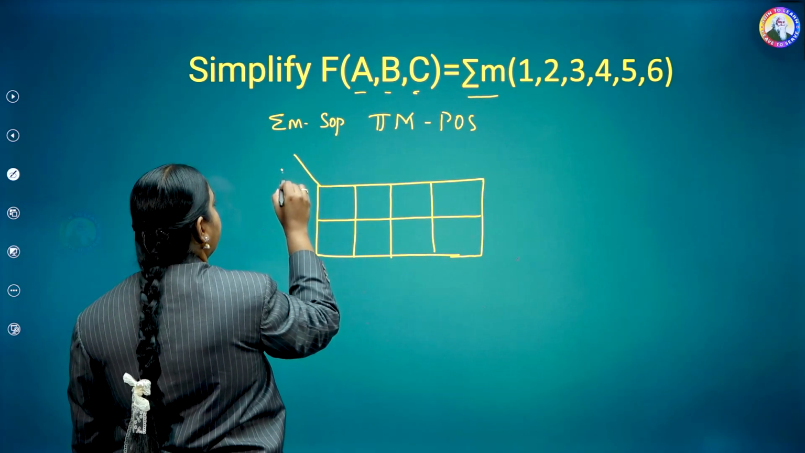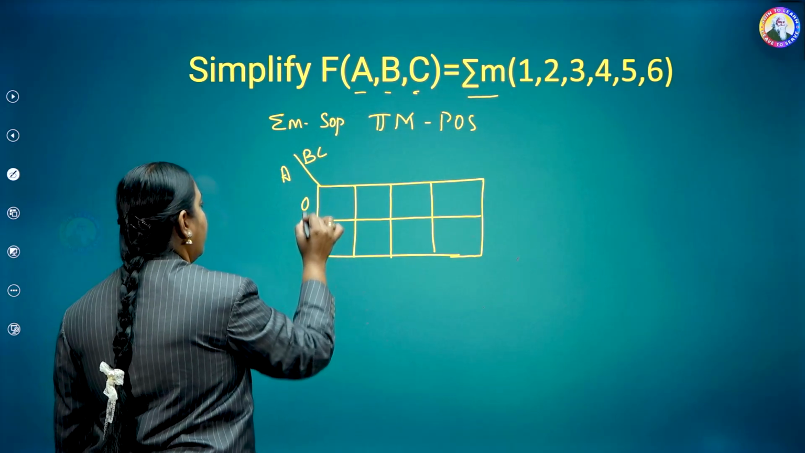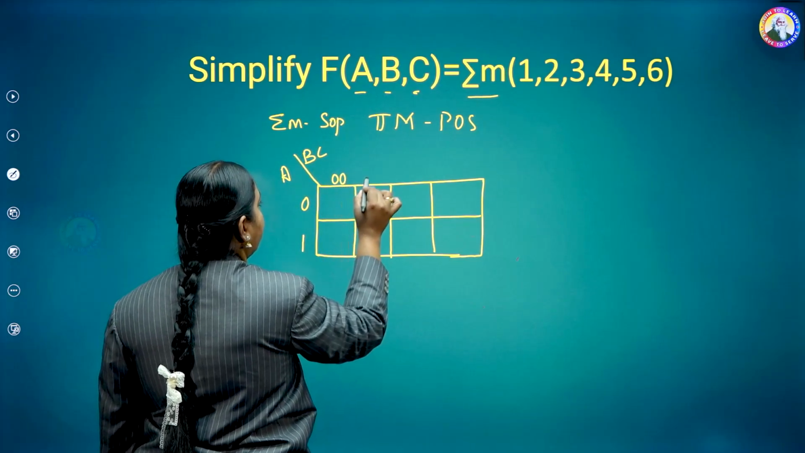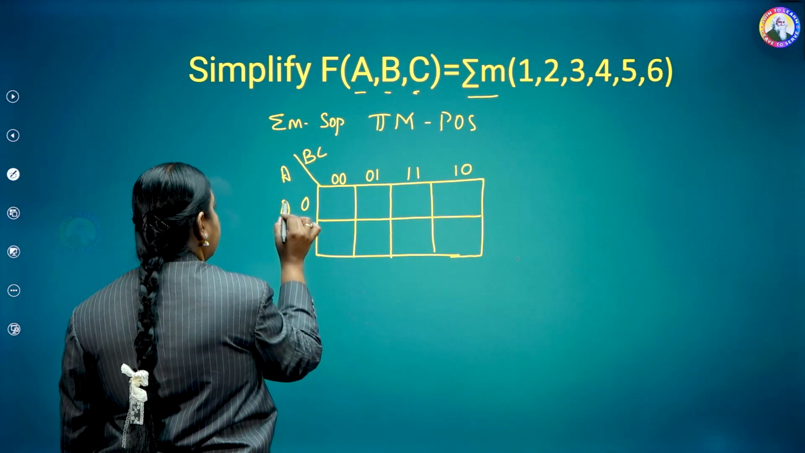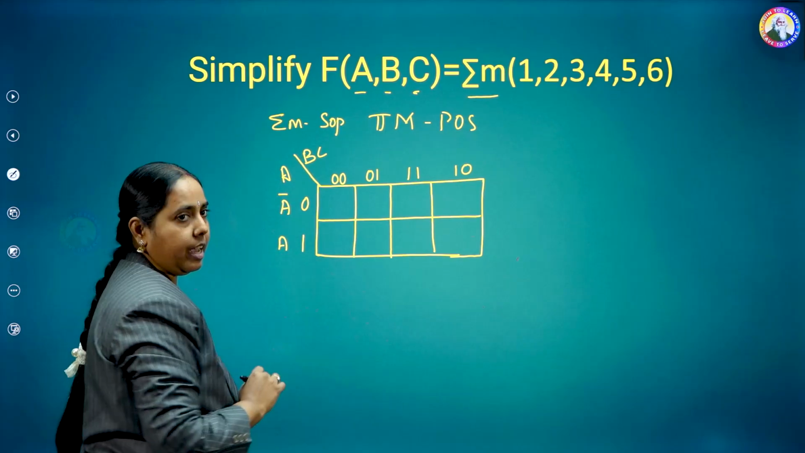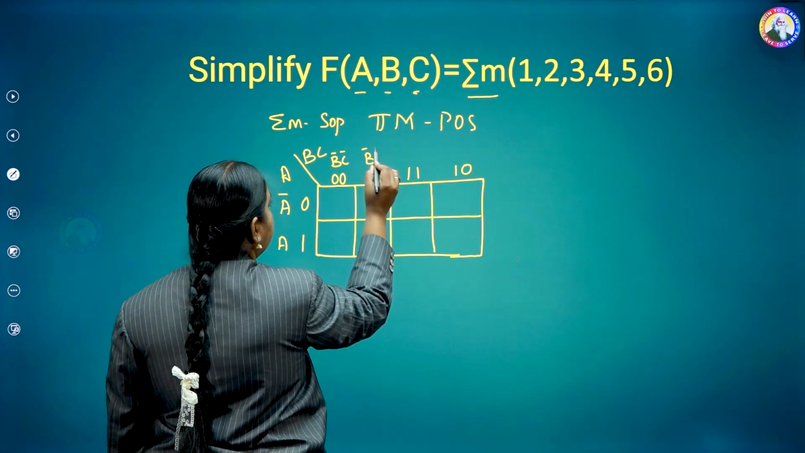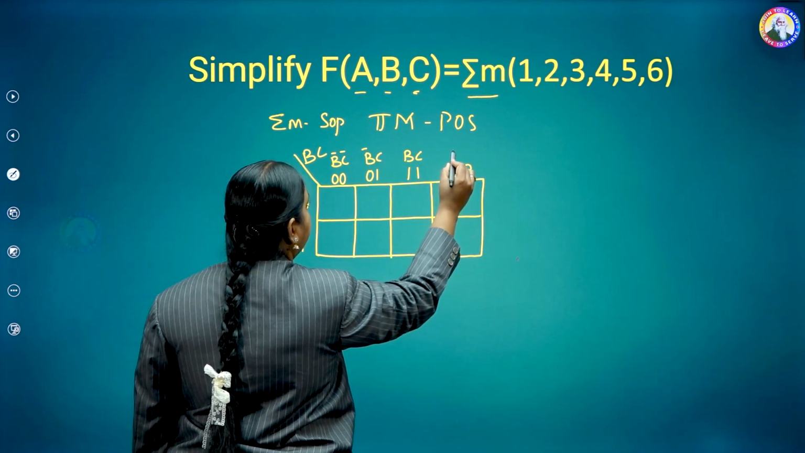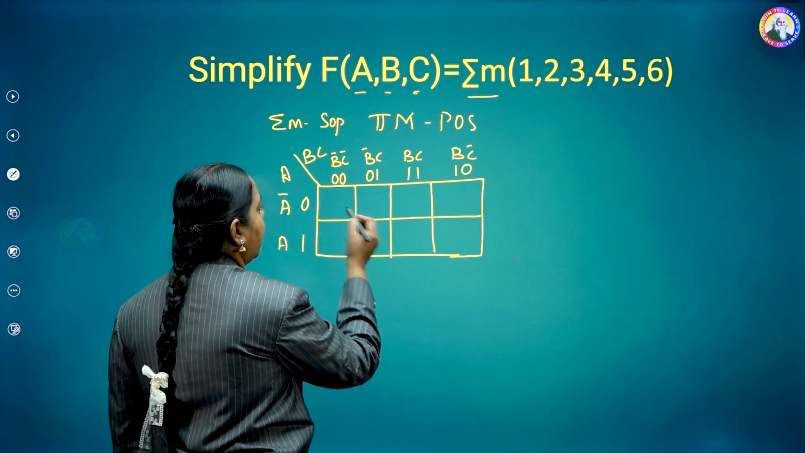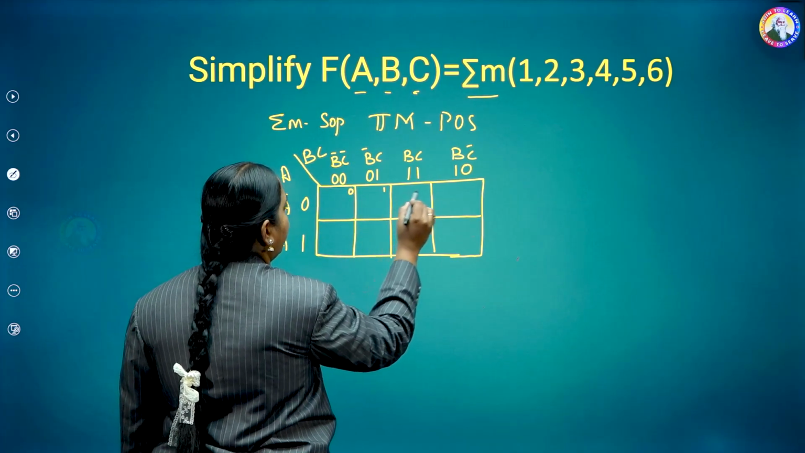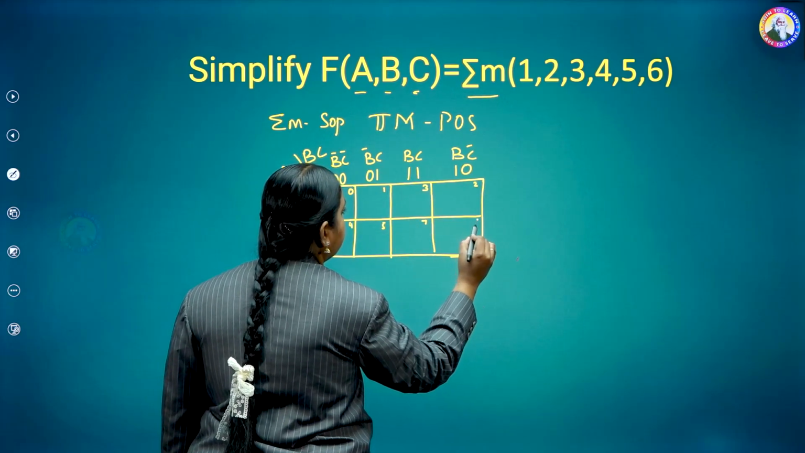So the variables that are given are A, B, C. Right. So 0, 1, 0, 0, 0, 1, 1, 1, 1, 0. So this represents A bar and this represents A. So here it represents B bar C bar, B bar C, B C, B C bar. Right. So for your convenience you can keep numbers like this: 0, 1, 3, 2, 4, 5, 7, 6.